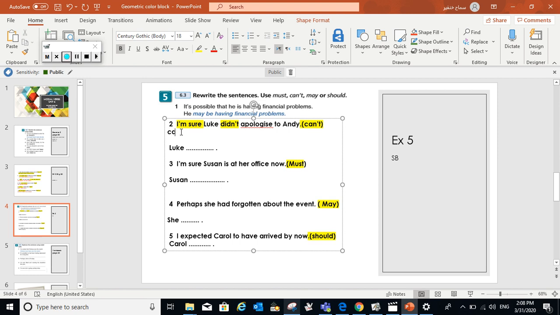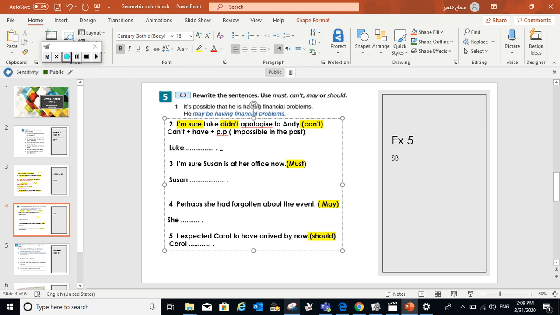You will put can't plus have plus PP. Always keep the have if you are going to talk about the past, and never change the have. It's the base form of have. Never change it. There is no has. There is no had after can't, after any modal verb. So we are referring here to something which is impossible in the past. I'm sure this didn't happen. I'm sure Luke didn't apologize to Andy.